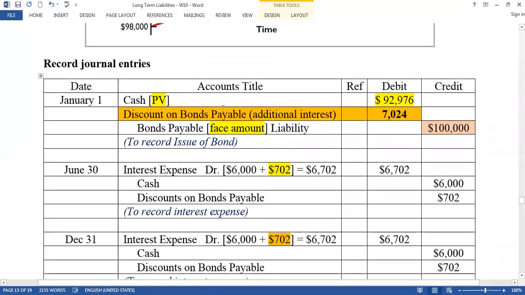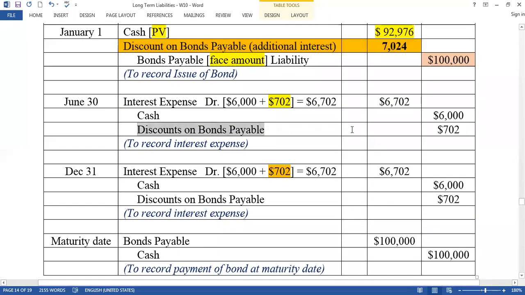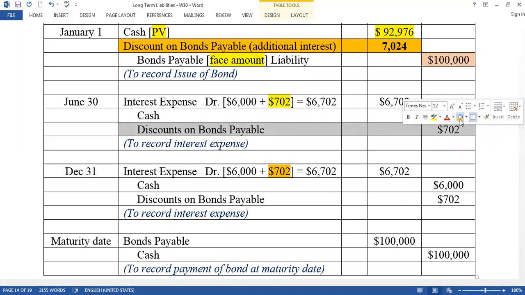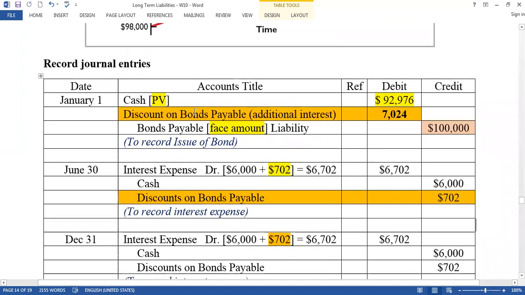Now look at here. Discount on bonds payable increases with a debit, and when we decrease it, discount on bonds payable credit. Before, we recorded discount on bonds payable debit. Now we transfer this money from discount to interest. So interest expense will increase. Look at here: interest expense is increasing and discount is decreasing.